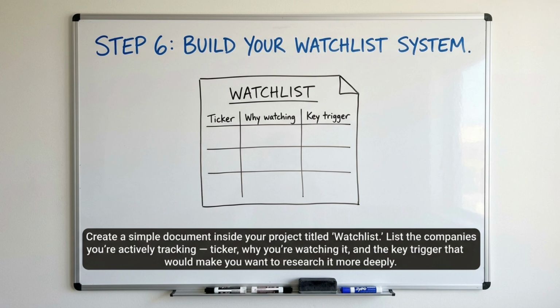Step 6. Build your watchlist system. Create a simple document inside your project titled Watchlist. Inside it, list the companies you're actively tracking, ticker, why you're watching it, and the key trigger that would make you want to research it more deeply.